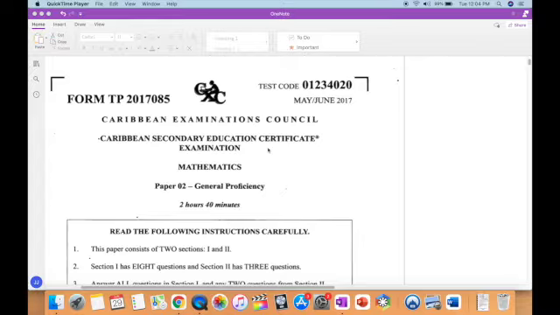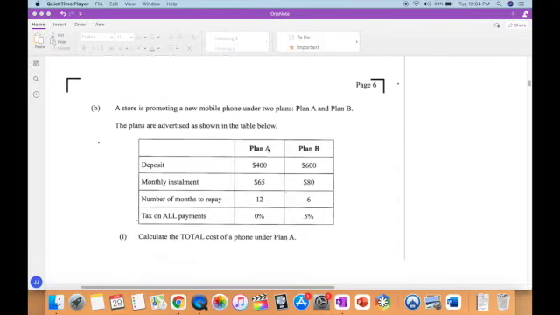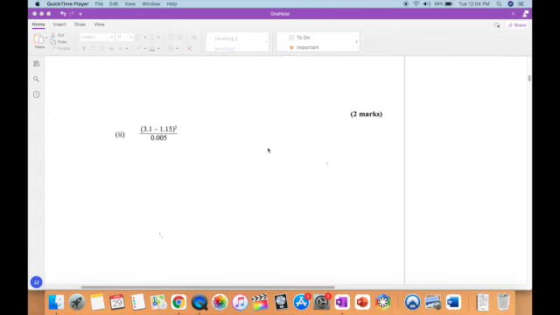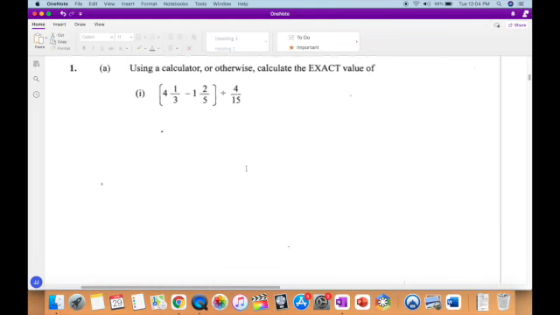Alright guys, so we are talking about June 2017 today, and let's get into it. We are in paper 2. Now, using a calculator or otherwise, so you can definitely use your calculator. It's a calculator exercise. Calculate the exact value of, you notice they use the word exact. We'll see why they use the word exact in a moment, right?